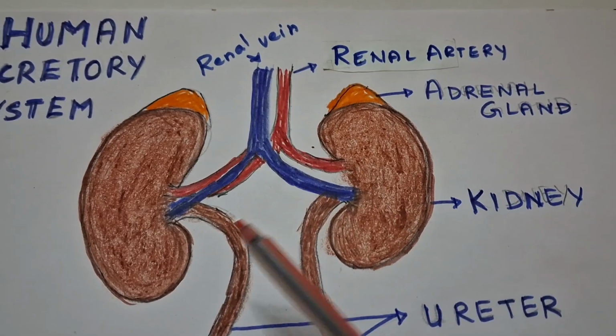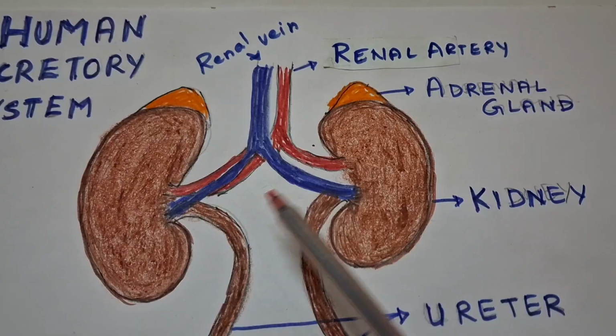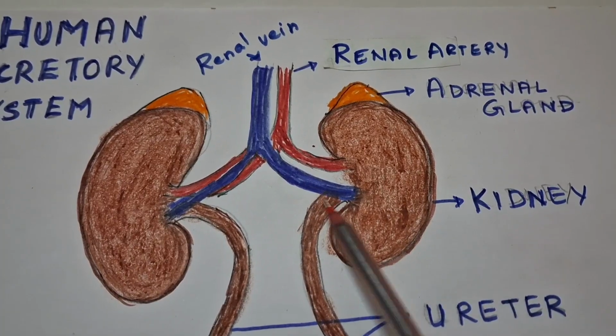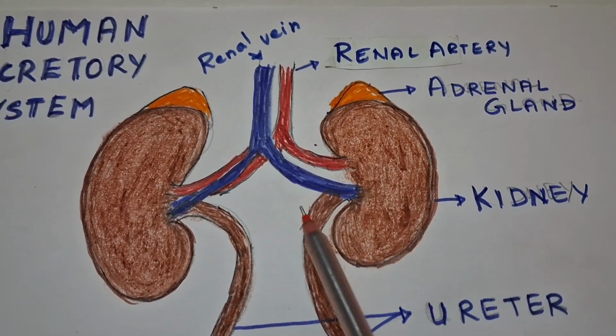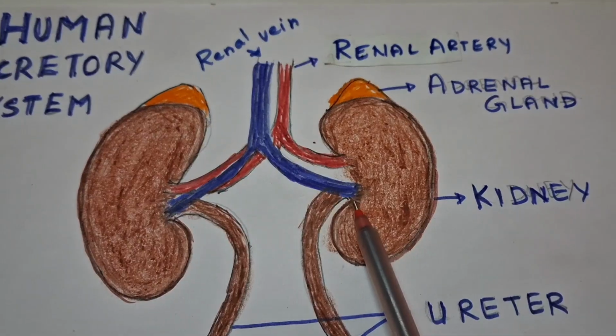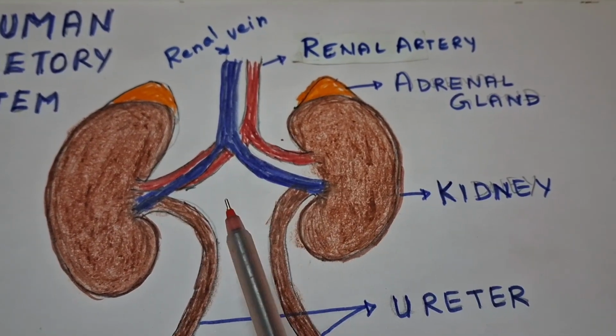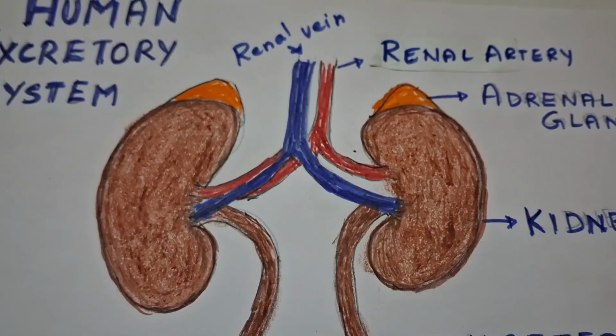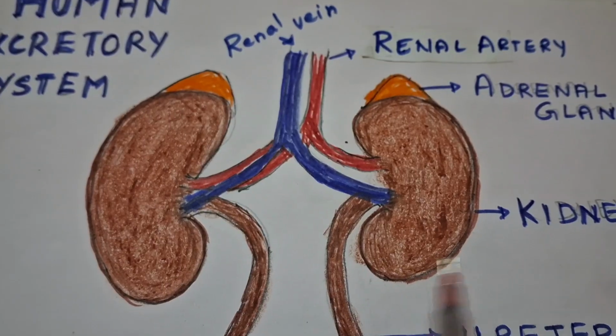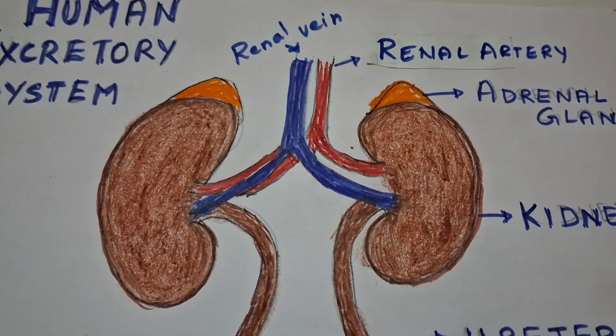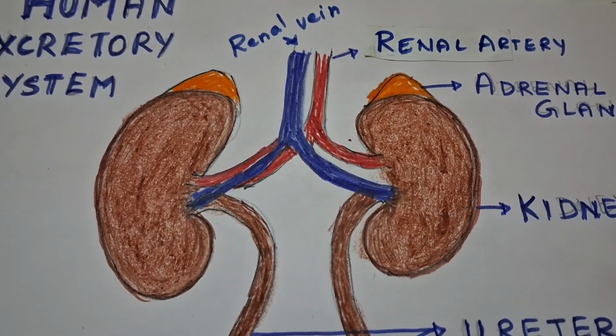At first, the human excretory system consists of a pair of kidneys which are bean shaped and located in the abdominal region, on either side of the vertebral column. It filters the blood and removes toxic waste like urea, uric acid and creatinine.